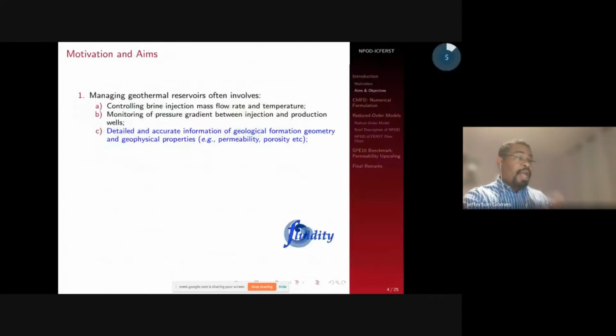Managing a reservoir means controlling the injection of brine, so it means mass flow rate and temperature, and monitoring the pressure gradient between the injection and production. This will determine how much brine will be produced, and how this brine will be transported across. So it's important to get detailed information of the reservoir itself. And when I say information here, it means in particular permeability and porosity.